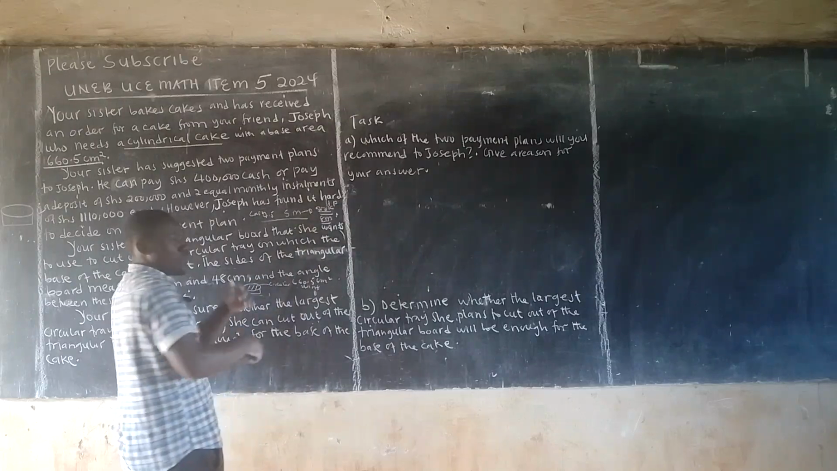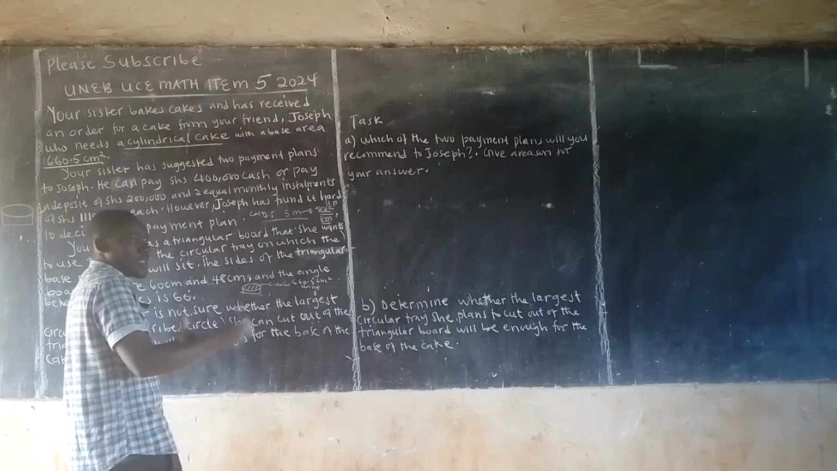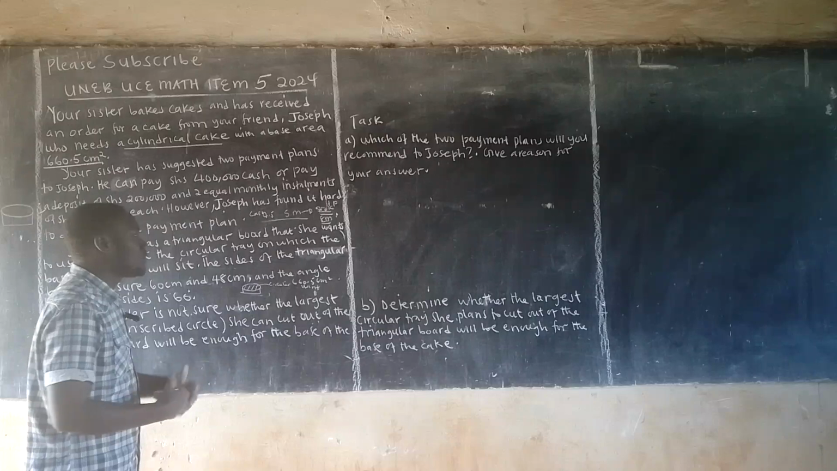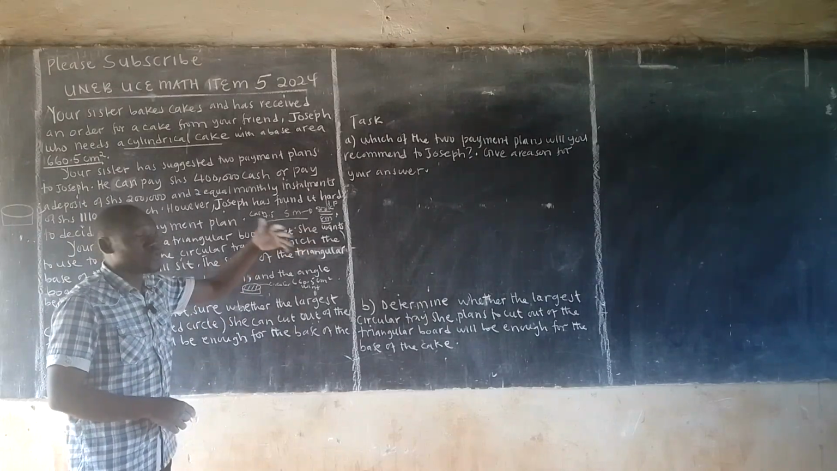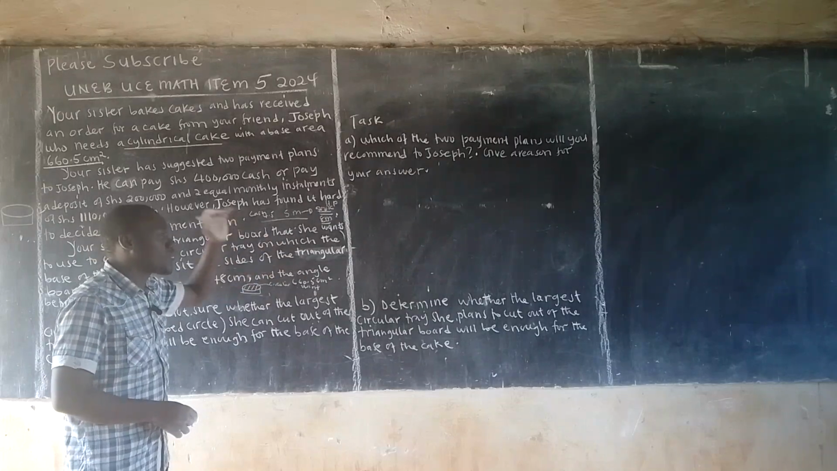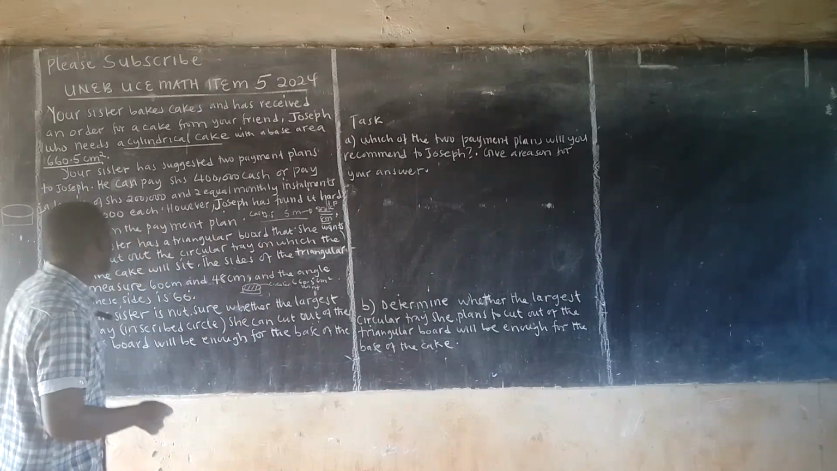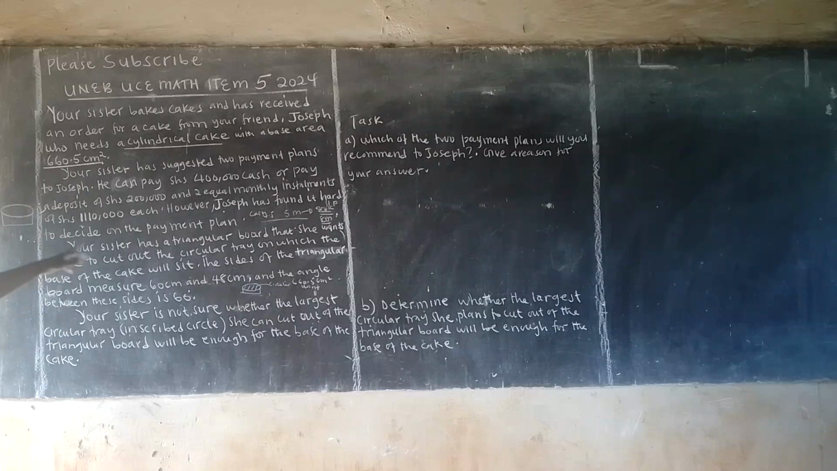Hire purchase means you pay a deposit, then you keep paying periodically until you finish the whole sum, and you find that the whole sum will go to 8 million compared to cash. So cash is better even before we reach the questions. Okay. All right. To decide on what payment plan.